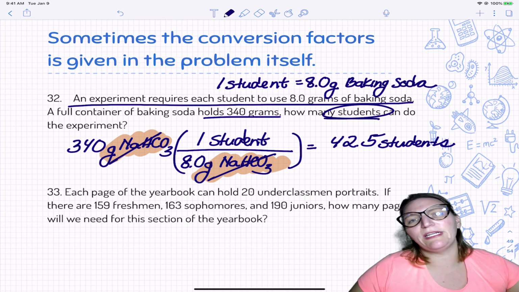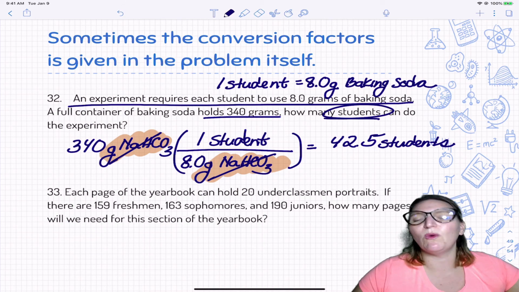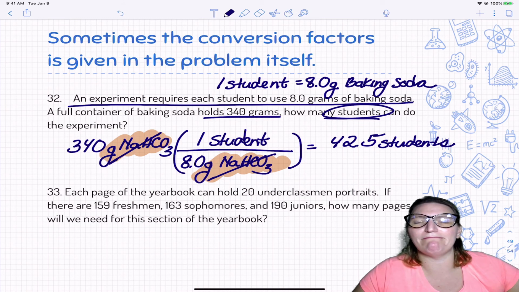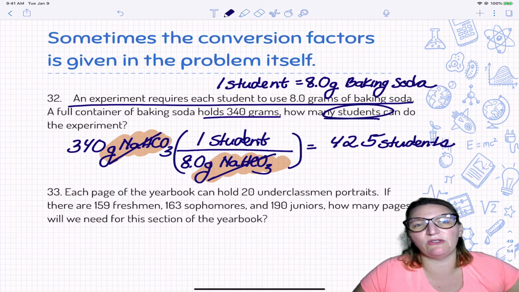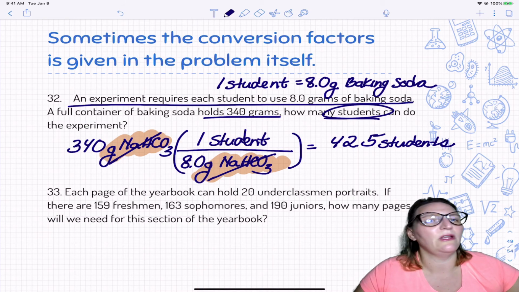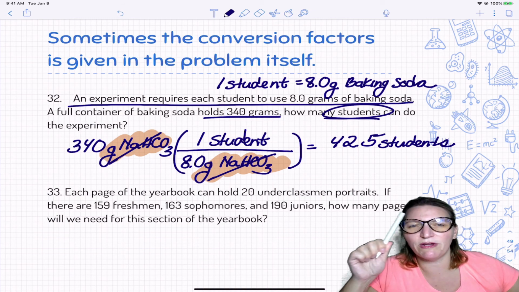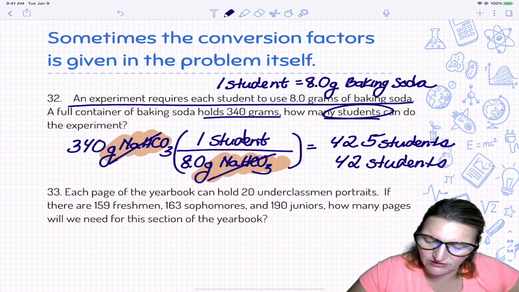But do I need to use significant figures in this case? Well, am I measuring students? What instrument did I use to measure a student? I didn't. Can 42.5 students do the experiment? There's no such thing as 0.5 of a student. So I have to choose. Is it 42 students or 43 students? 43 students couldn't do this. So even though it's 42.5, this is where you have to think a little bit. And in fact, only 42 students can do this experiment.